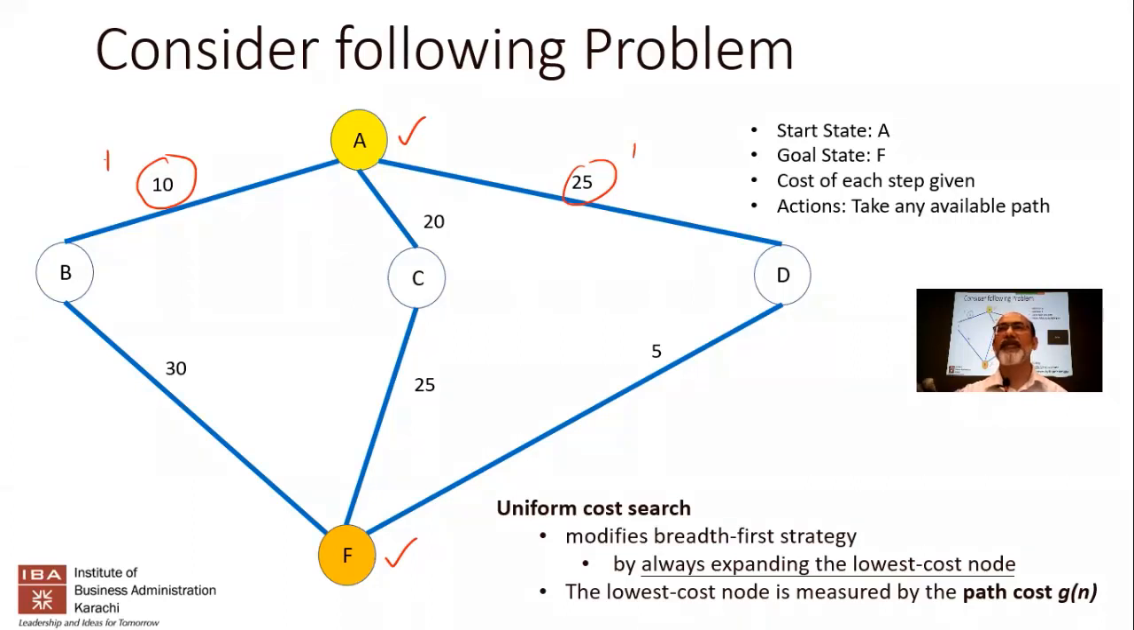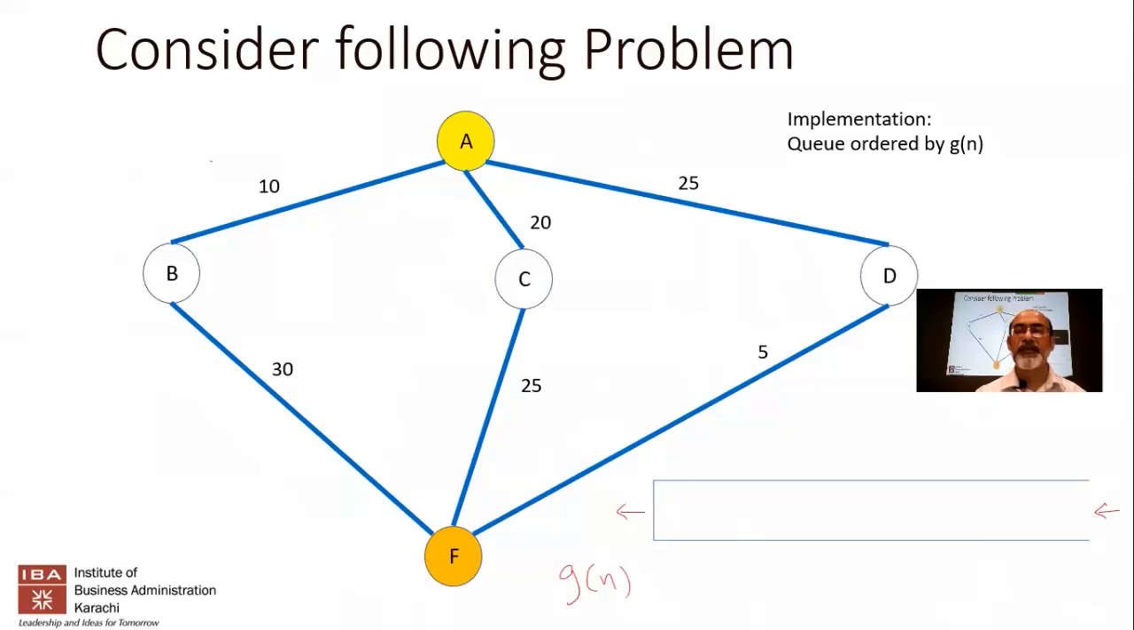Is this a tree or is this a graph? This is a graph, right? Because a tree would not have, each one of them would have a single parent if it's a directed tree. So now the question is, how do we solve this? Let's try to solve it using the following algorithm. It's going to modify the breadth first search by always expanding the lowest cost node. Okay. So let's try to do it.